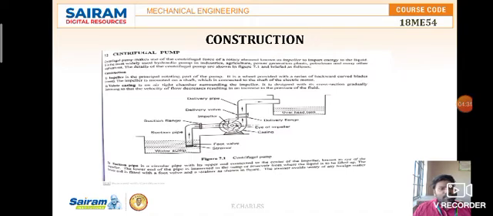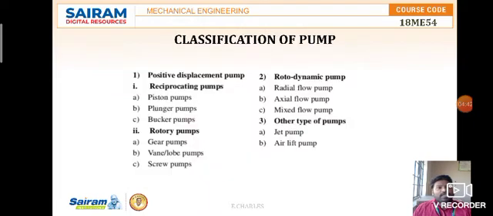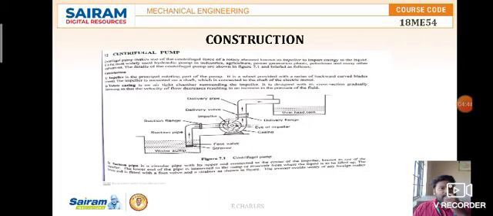Now if you look at it, we have the impeller, suction pipe, and delivery pipe. Suction pipe, delivery pipe, impeller, casing, and some water sump and overhead tank. So these are the different components or parts in the construction of this centrifugal pump.